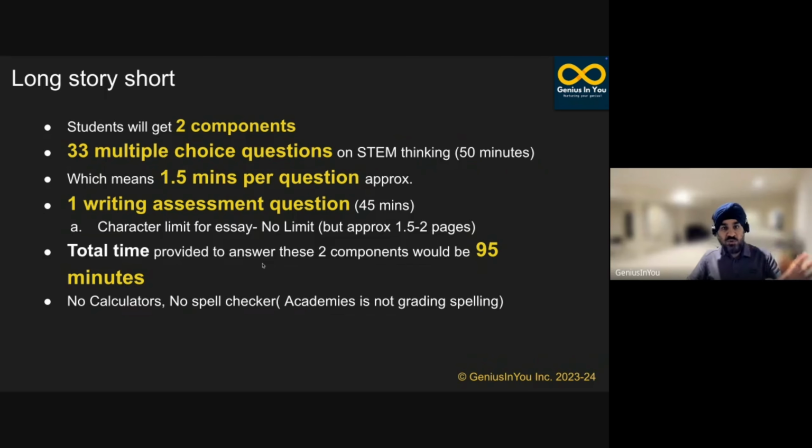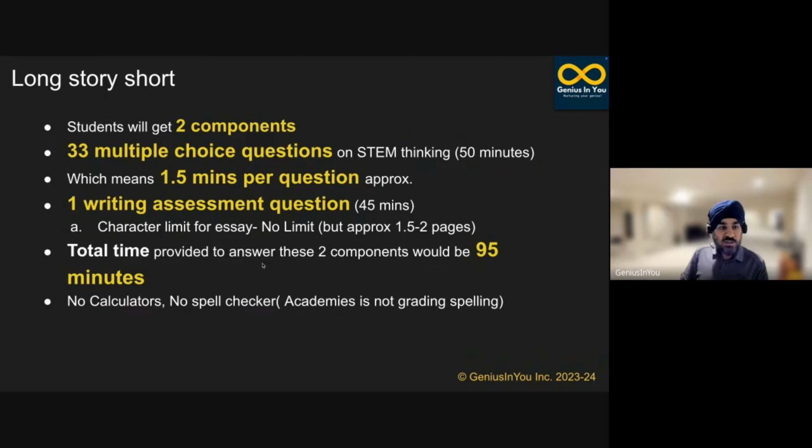It doesn't mean that if you do STEM early, you get that extra time for your essay. No. They have 50 minutes for STEM. Even if you're done in, let's say, 40 minutes, you have to wait 10 more minutes before the essay starts. So it's dedicated buckets: 50 minutes for STEM, 50 for the writing essay.